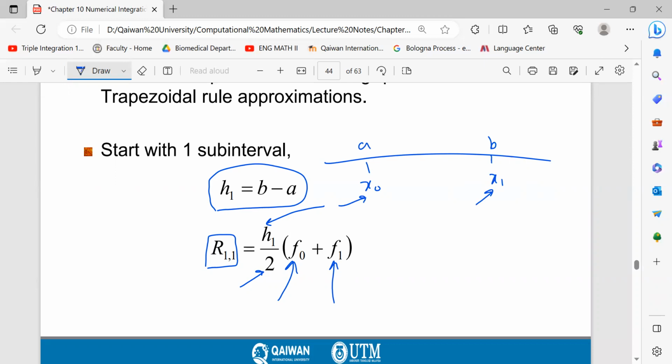If you have only this interval, h is the length between a and b. The distance between a and b is h1. Then R11 is h1 over 2 times f0 plus f1. What's f0? f0 is f of x0. f1 is f of x1. So we put these two into the given function to get f0 and f1. This is R11.